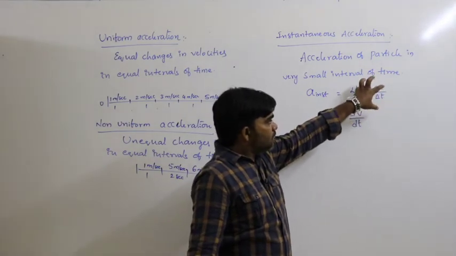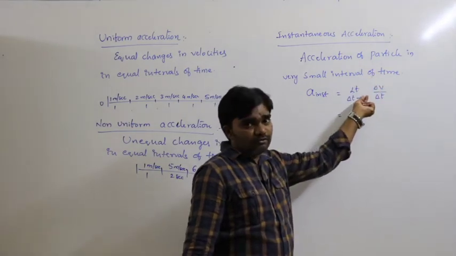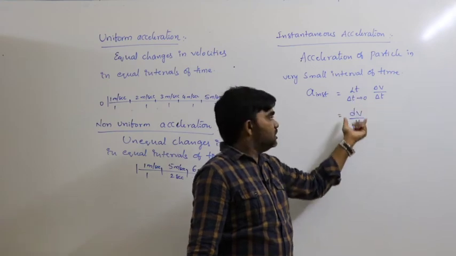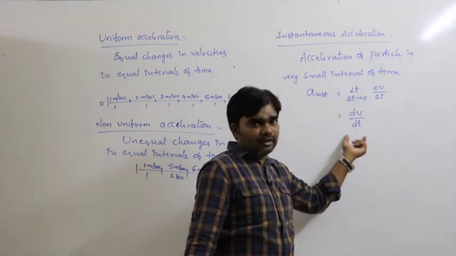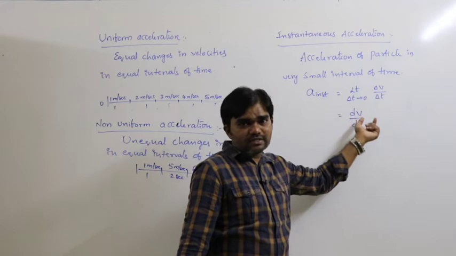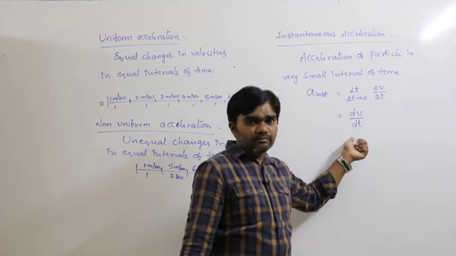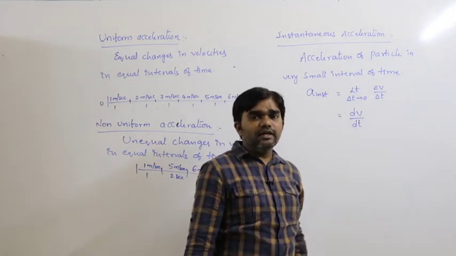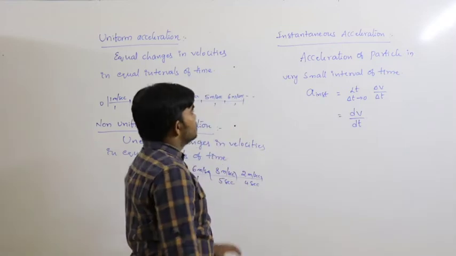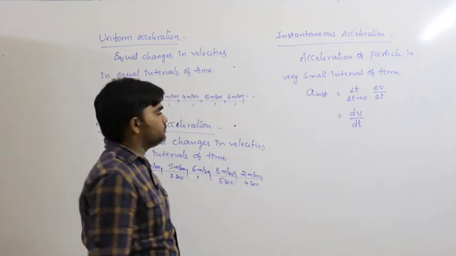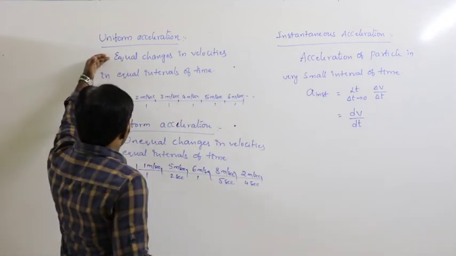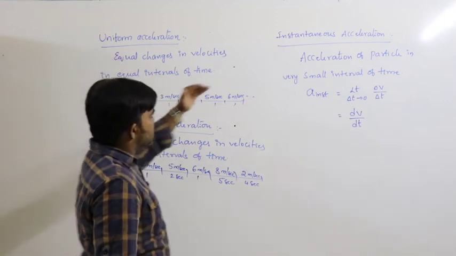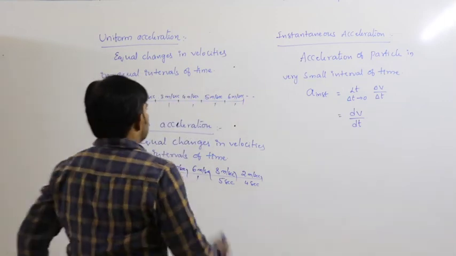So, average acceleration in a small interval of time is dv by dt. Differentiation of velocity with respect to time is called instantaneous acceleration. So this is about acceleration: uniform acceleration, non-uniform acceleration, instantaneous acceleration.